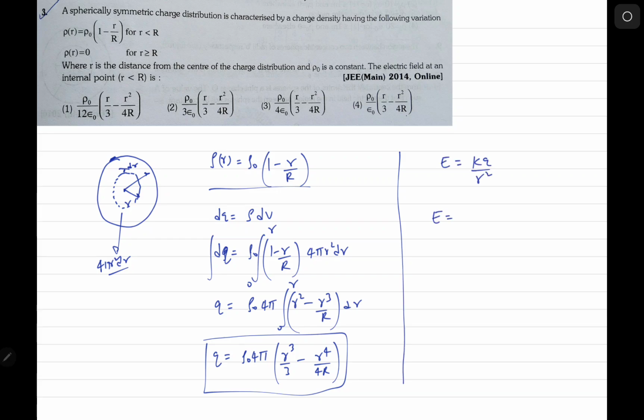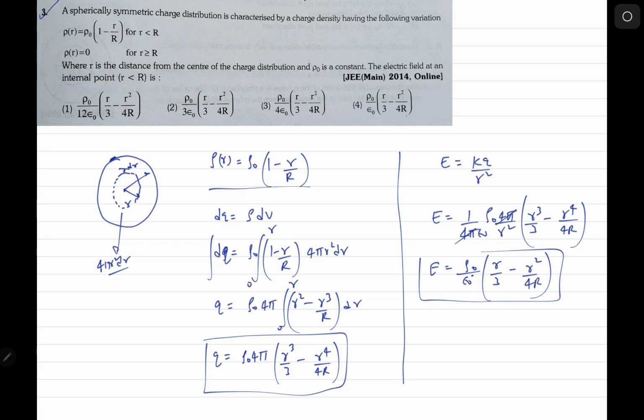Now once you know the enclosed charge, you can find the electric field, it is k q by r square. So E is equal to 1 by 4 pi epsilon naught, Q is rho naught 4 pi by r square (r cube by 3 minus r to the power 4 by 4R). Okay, 4 pi cancel, rho naught by epsilon naught r square we will take into the bracket, according to the options. So it is r by 3 minus r square by 4R. So this is the option D. Okay, so that's correct.